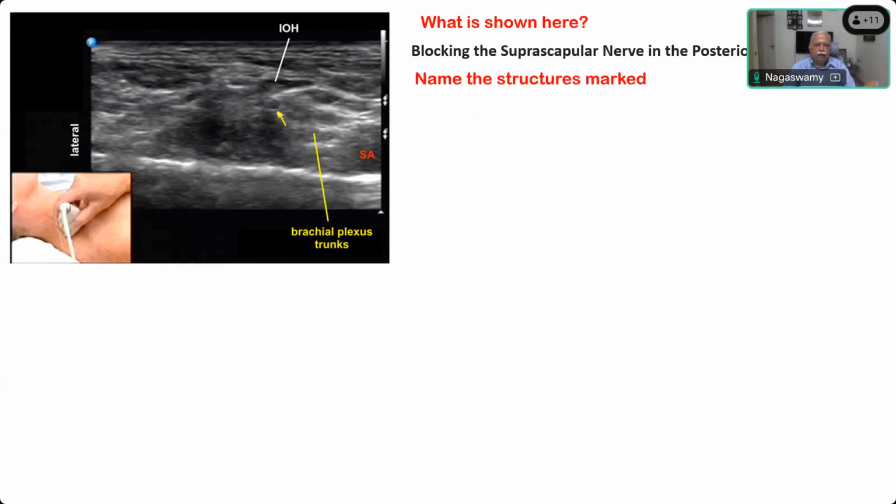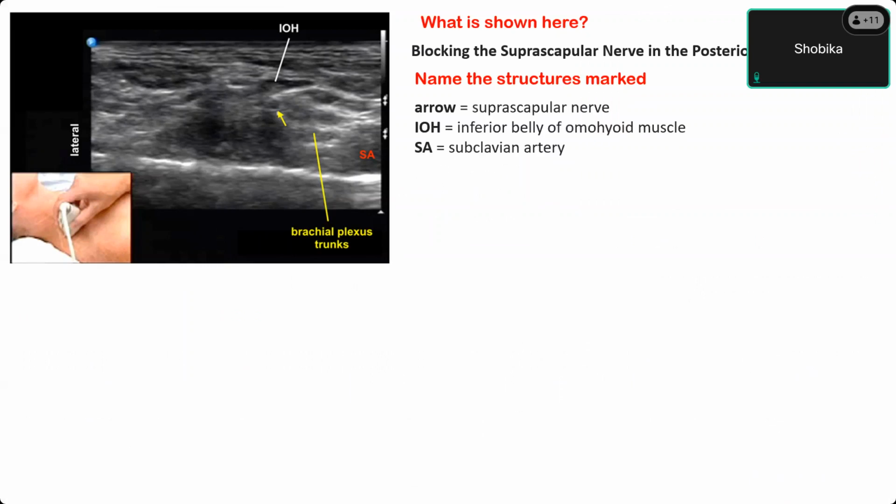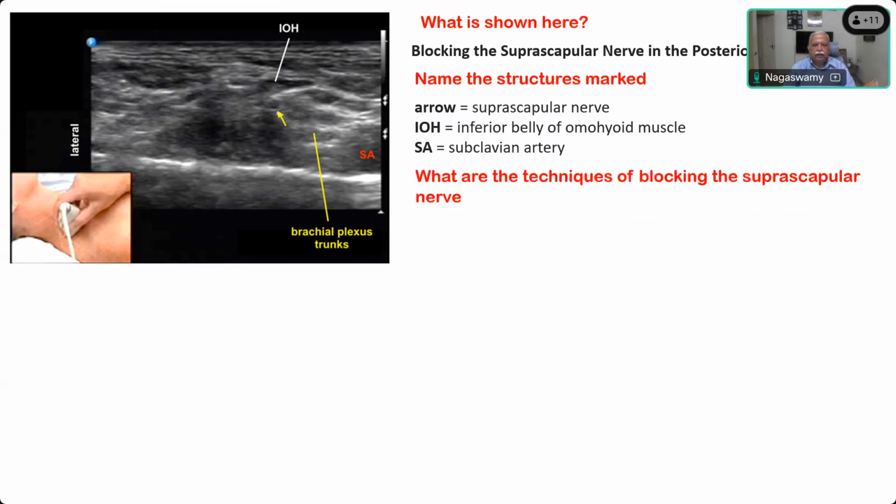Now you have the short forms. What are all the nerves and the structures that are marked there? Subclavian artery, inferior omohyoid. Very good. The arrow shows the suprascapular nerve, inferior belly of omohyoid muscle, subclavian artery. Now, what are the techniques of blocking the suprascapular nerve? I already told you the answer. Anterior and posterior. You have a landmark based posterior approach and an ultrasound guided anterior approach.